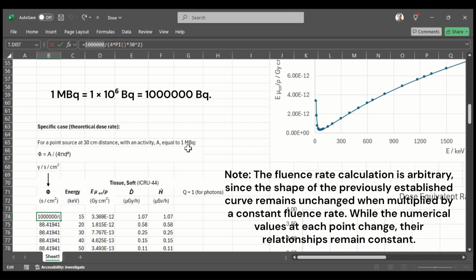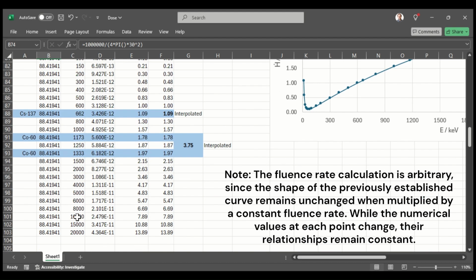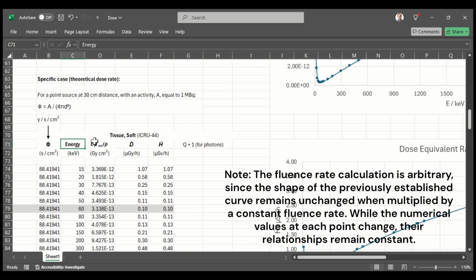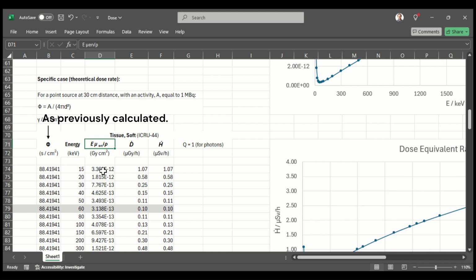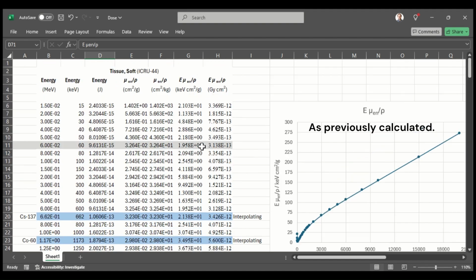Note, the fluence rate calculation is arbitrary, since the shape of the previously established curve remains unchanged when multiplied by a constant fluence rate. While the numerical values at each point change, their relationships remain constant. That is, the value of the chosen fluence rate of 88.4 photons per second and per square centimeter for each energy value is arbitrary, as it does not affect the shape of the dose rate curve as an energy function. We will use the previously calculated values for the product of energy and the mass energy absorption coefficient, as they are specific to the photon energies and interaction material.